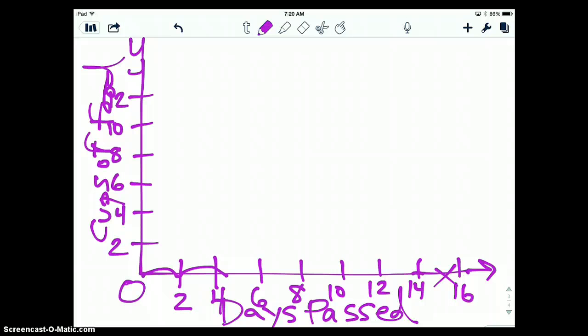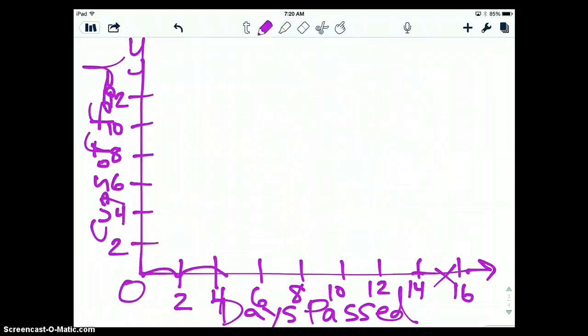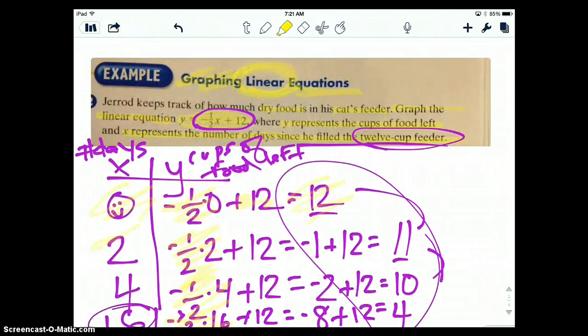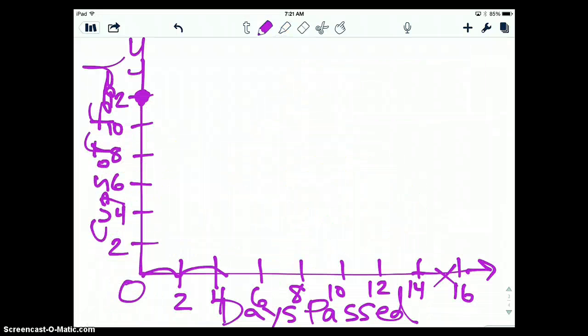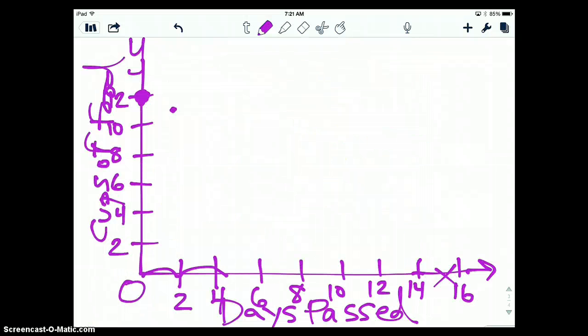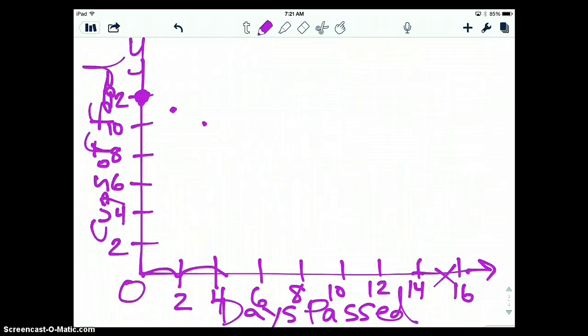So my first ordered pair was 0, 12. So I'm going to go ahead and plot 0, 12. So 0 on the x, 12 on the y. So I start up here. And then I'm going to go to the next ordered pair, which was 2, 11. It's about right there. And then I had another ordered pair of 4, 10. And then I had another ordered pair, my last one, of 16, 4. Which doesn't mean that's the last one, but it's the last one I kind of computed out.